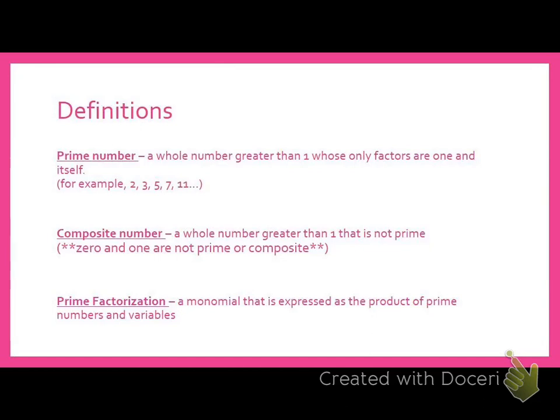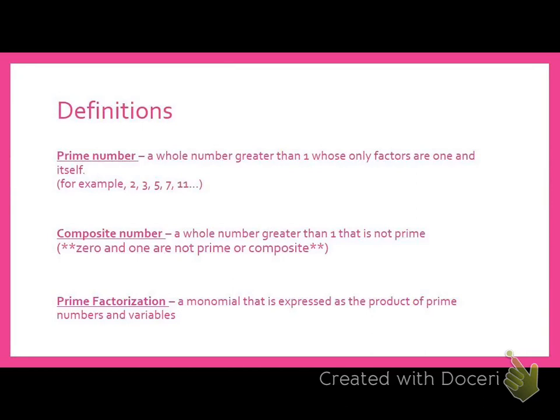So, just so you guys are aware, some definitions. A prime number is a whole number greater than 1 whose only factors are 1 and itself, meaning it can only multiply by 1 and itself. So the number 2, the number 3, the number 5, 7, 11. Those are prime numbers. Those are 13, yes, prime numbers.